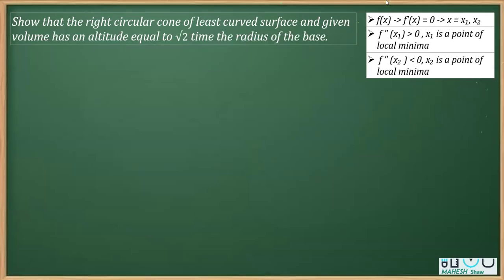We have one question from the chapter Maxima Minima. The question says: show that the right circular cone of least curved surface area, the surface area is what we have to minimize, and the given volume, that means the volume is fixed here, has an altitude equal to √2 times the radius. That means the to-prove part is, we have to prove that height is equal to √2 times the radius.